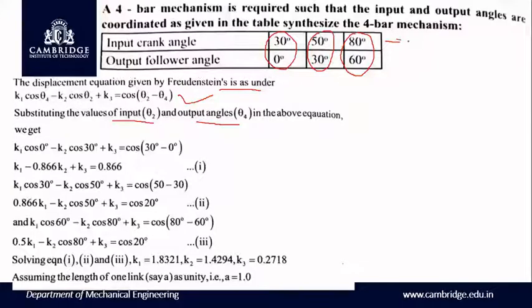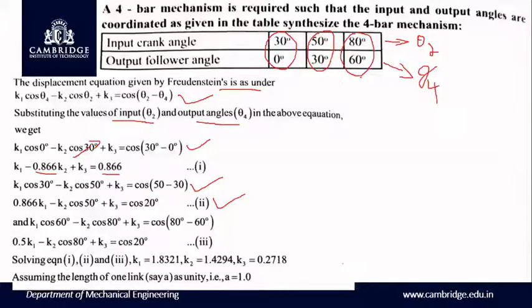So the input crank angle is theta 2 and the output crank angle is theta 4. On substitution of theta 2 and theta 4, we get this value. Then apply calculator, find the value of cos 30. Cos 30 is 0.866. And further, you take the second set of values, 50 degree and 30 degree, and substitute. Then further you simplify, you will get equation number 2.